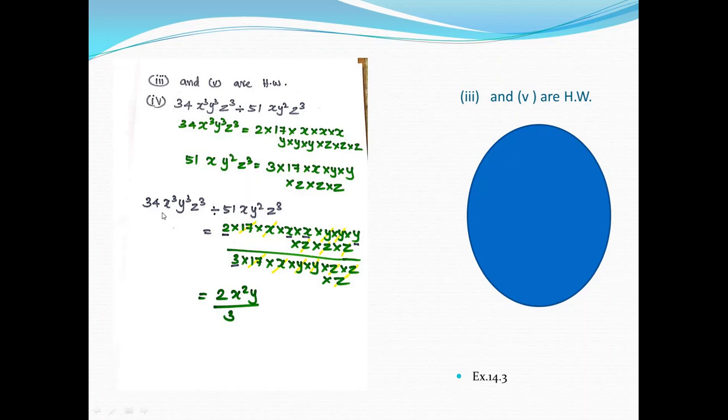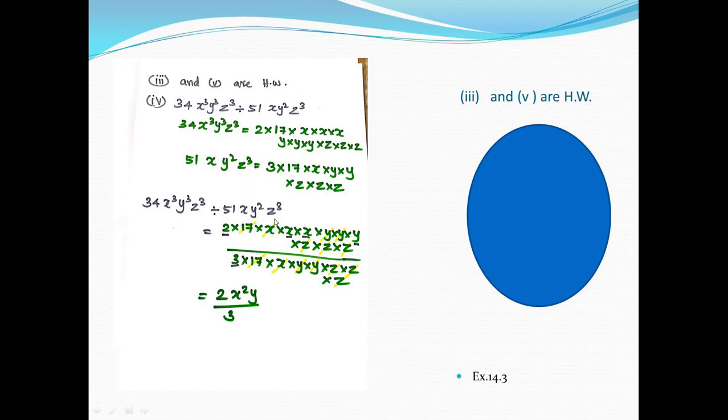So when you divide that, 34x cube y cube z cube divided by 51x y square z cube, we can rewrite it as 2 multiplied by 17 multiplied by x into x into x multiplied by y into y into y multiplied by z into z into z divided by 3 multiplied by 17 multiplied by x multiplied by y into y multiplied by z into z into z. So we can strike off this 17.